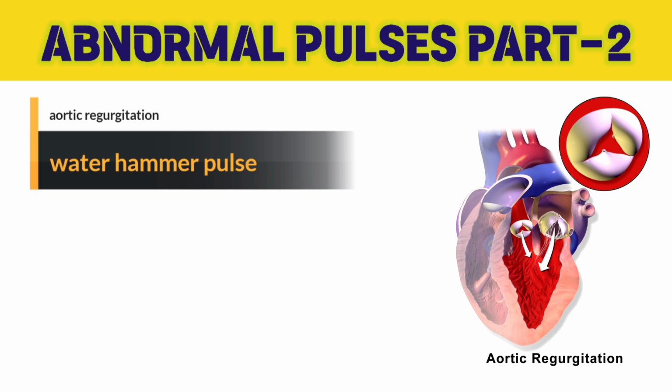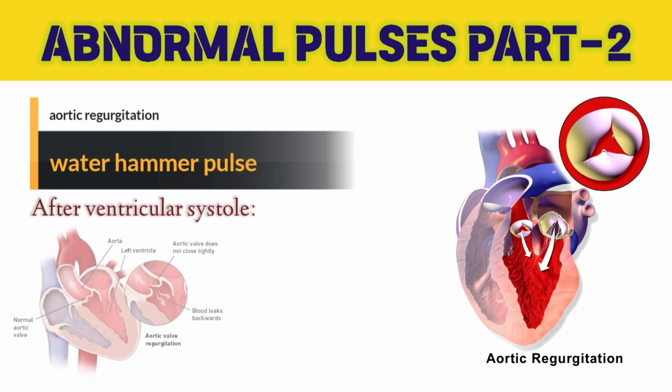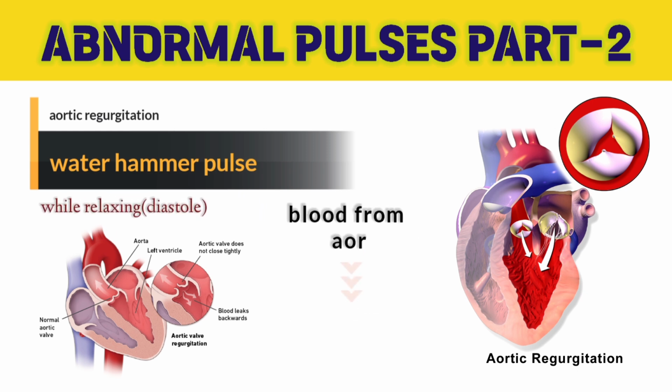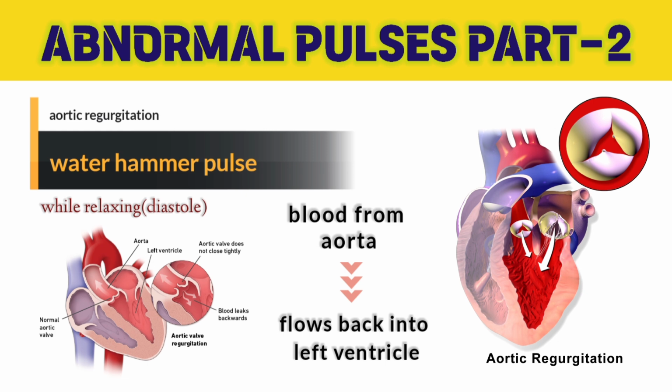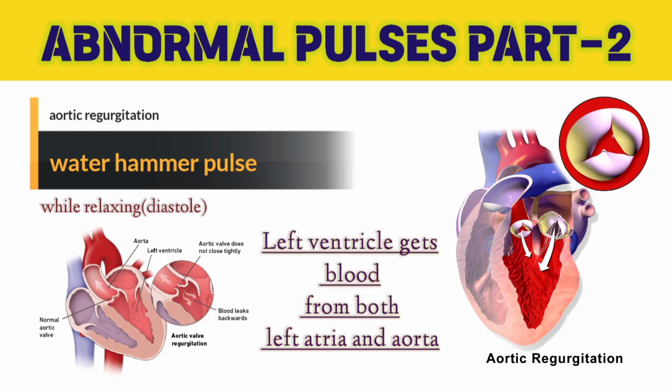To understand water hammer pulse, let us take an example of aortic regurgitation. In aortic regurgitation, blood from the aorta flows back into the left ventricle. It is because of the incompetency of the aortic valve. It is unable to prevent the backflow of blood from the aorta into the left ventricle. Just after the ventricular systole, blood from the left ventricle enters into the aorta and arteries. But while relaxing, blood from the aorta flows back into the left ventricle because of the incompetency of the aortic valve. So during ventricular diastole, the left ventricle is getting blood from both the left atrium and the aorta.